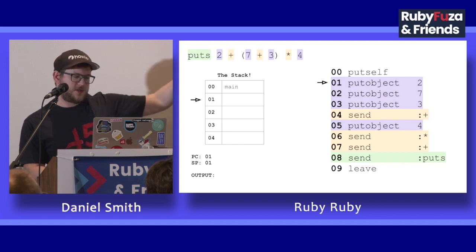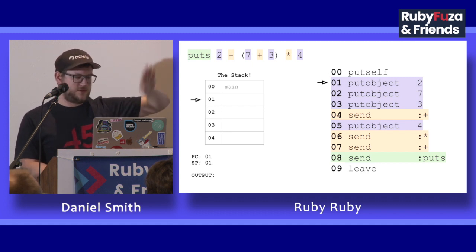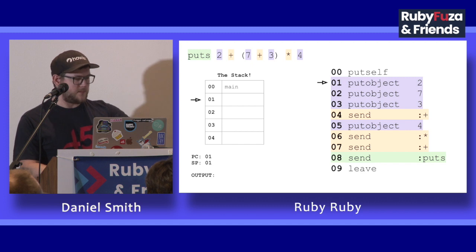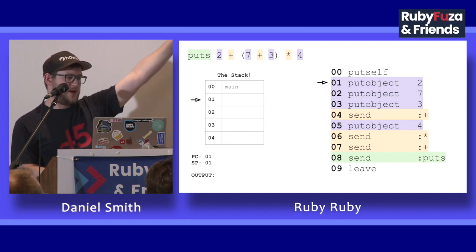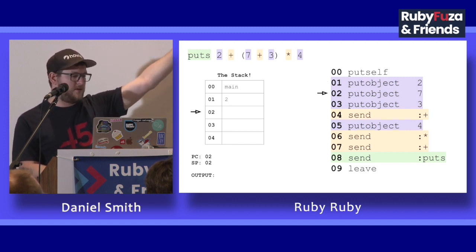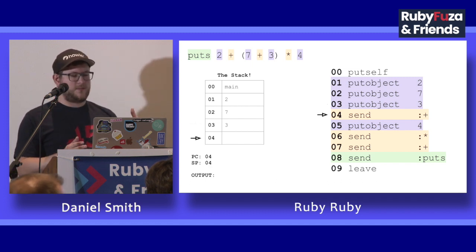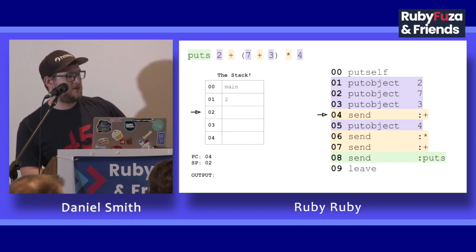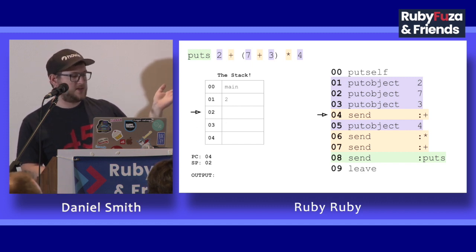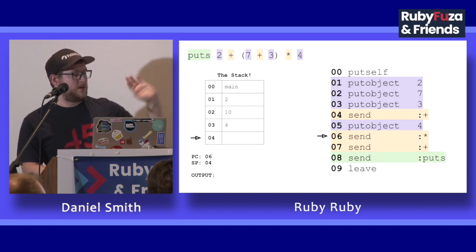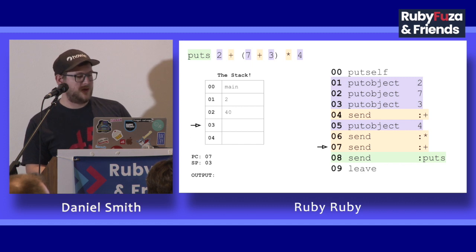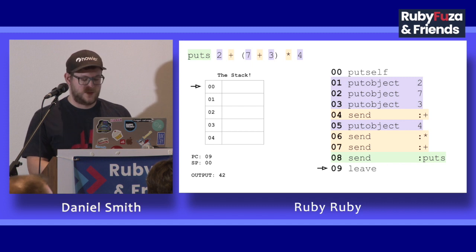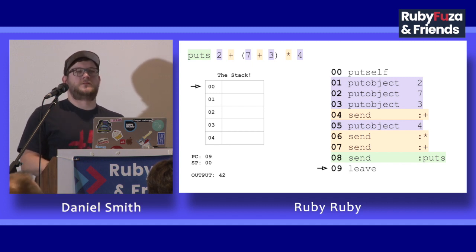Put will put something onto the stack, so it always starts off with a put self, because you'll see later. So now we've got main, this is the top level, so main's on the stack, and then we put 2, and then we put 7, and then we put 3, and then we want to add 2 numbers, so we gotta watch closely, pop the top 2 things off of the stack, and what's 7 plus 3, that's 10. And then we're gonna put 4. I'm gonna speed it up here, let's just pop that off, that's 40, 42, and then puts, and then we get 42. Everyone following? Yeah. All right, cool.